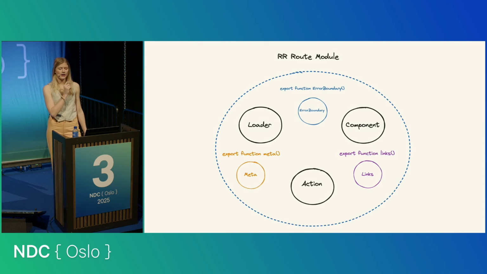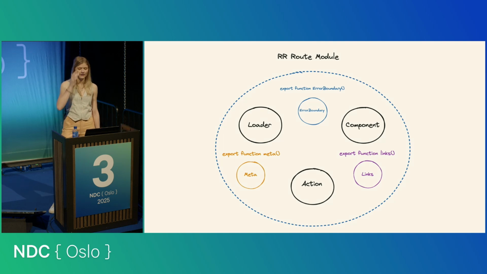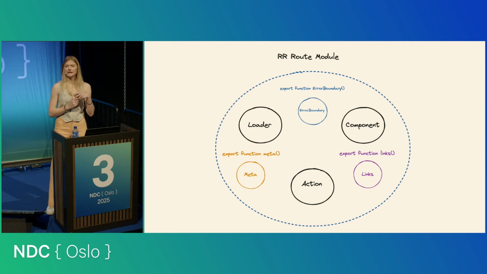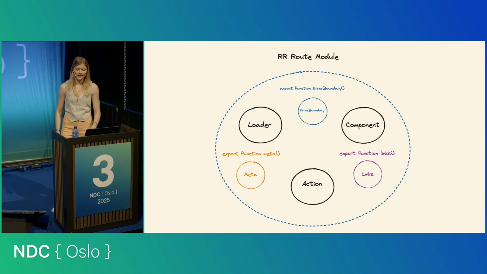A route module can also export other special functions. So a meta export allows you to add metadata, HTML tags, for every route in your app. And these tags are important for SEO, search engine optimization. Then there's also a links function, which defines which link elements to add to the page. For example, you can use them for style sheets. And there is an error boundary export that can catch and render UI for errors. So this is, again, all the features of a single route module. And recently in v7, they have also added client-only versions of the loaders called client action and client loader. But today we're going to focus on the server framework.